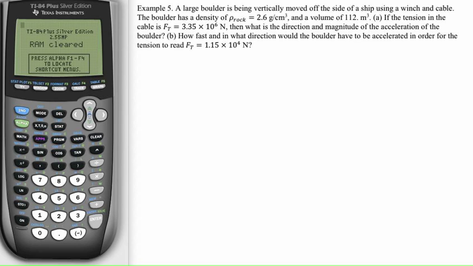Okay, in this example, we're looking at the buoyant forces on a fully submerged boulder. We're told that a large boulder is being vertically moved. We're not told if it's up or down, but it's moved off the side of a ship using a winch and cable. The boulder has a density, which is given as 2.6 grams per cubic centimeter, and a volume of 112 cubic meters. If the tension in the cable is 3.35 million newtons, then what is the direction and magnitude of the acceleration of the boulder?